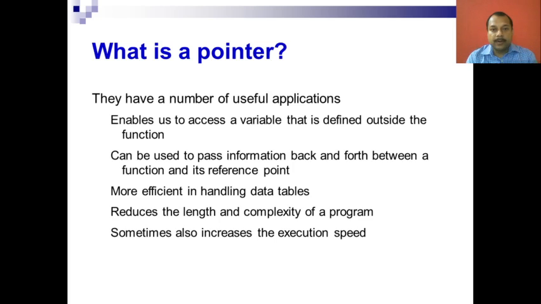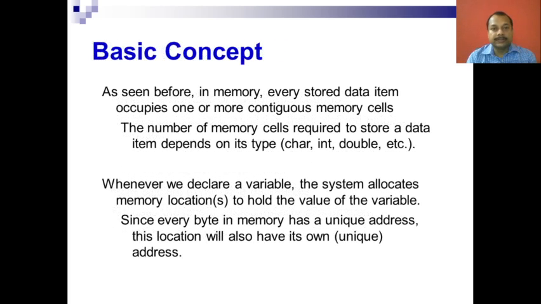They have a number of useful applications. They enable us to access a variable that is defined outside the function and can be used to pass information back and forth between a function and its reference point. They are more efficient in handling data tables, reduce the length and complexity of a program, and sometimes also increase the execution speed. We will see all this through some examples.